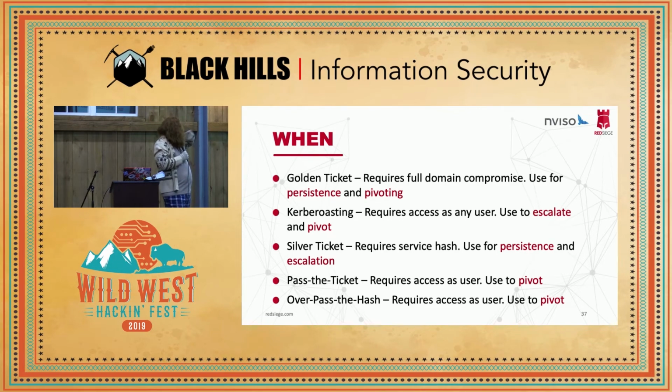The pass the hash and the overpass the hash, what this allows me to do is then pivot. I have access as a user. Let's start using that user elsewhere. I can't impersonate other users. I can't make that user appear to have more permissions than they actually do. But I can now use that to start moving throughout the network.